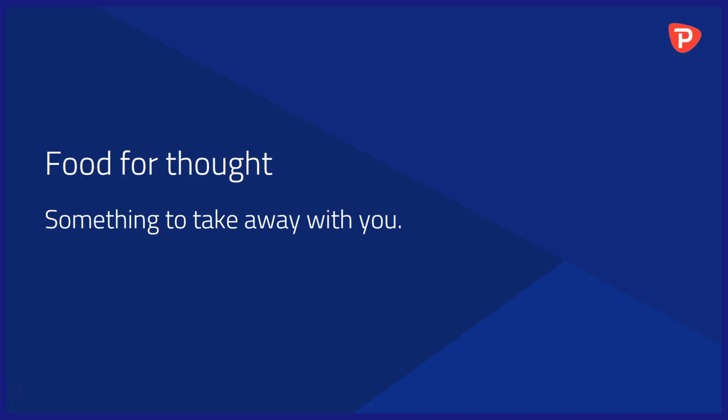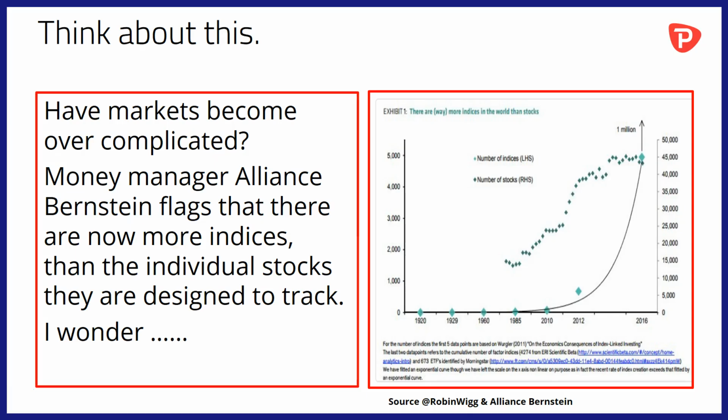Right, food for thought, something for you to take away into the trading day. And why not think about this? The question is, have markets become overcomplicated? Money manager AllianceBernstein has flagged that there are now more indices than the individual stocks they are designed to track. You can see that in the chart here on the right hand side. They also point out that if the rate of growth in these indices continues, we'll be heading towards 1 million indices versus around 43,000 stocks in the not too distant future.